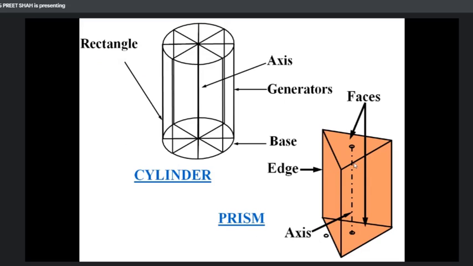Now next one. Here there is a cylinder and a prism. What are called faces and what are called generators? In a cylinder you can see there are generators, while in a prism the lines are called edges. So you just understand this for cylinder and prism. Next one.